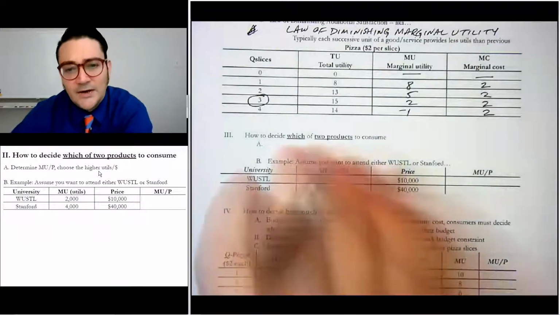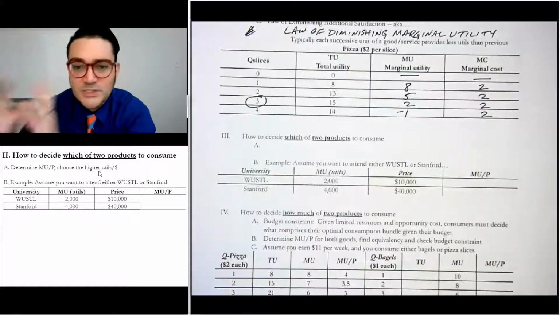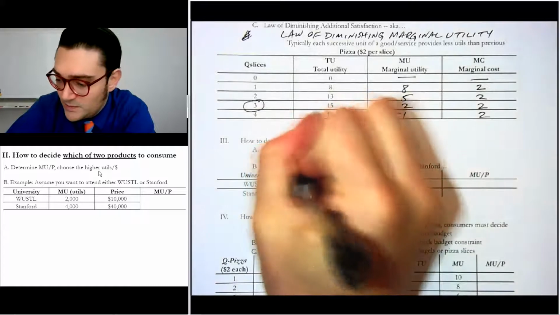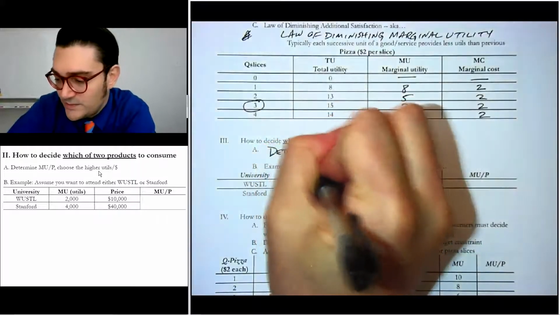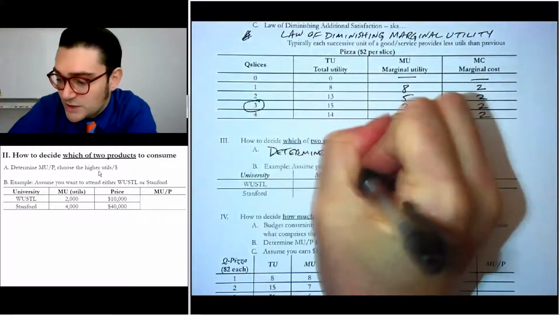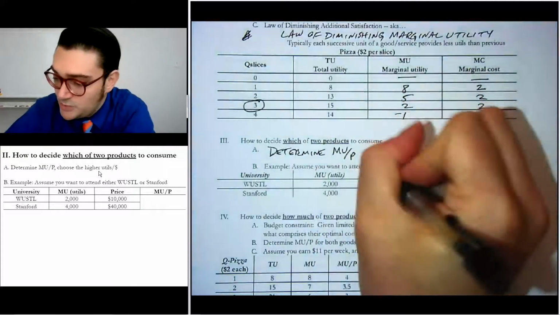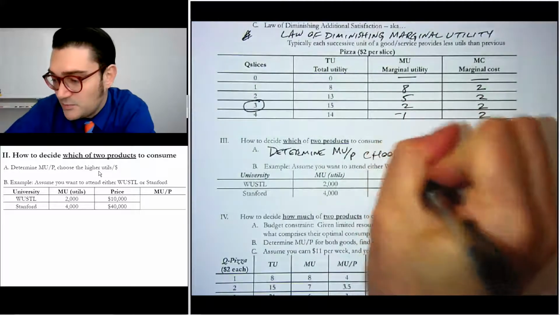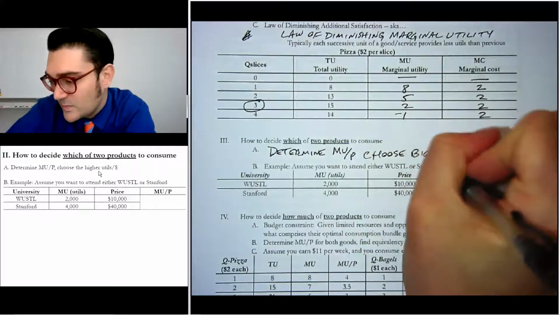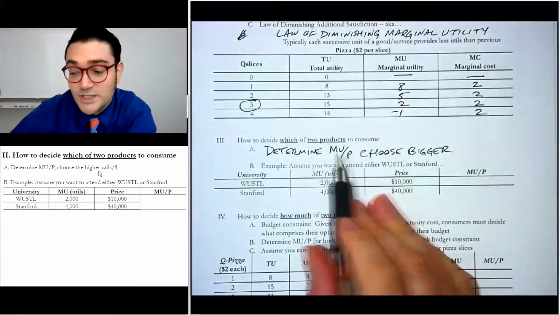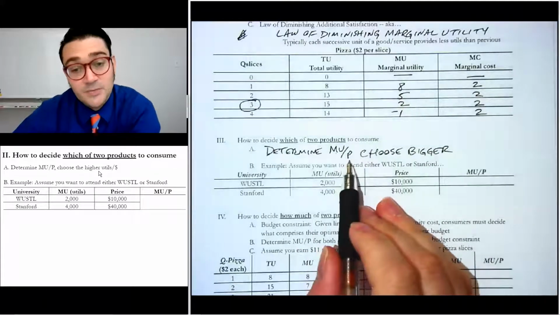So how to decide which of 2 products to consume? This is pretty straightforward. Basically, you determine their marginal utility per dollar that you spent, and choose the bigger one. So what I said, the bang for your buck. It's literally the marginal utility, the bang for your buck, divided by the price.